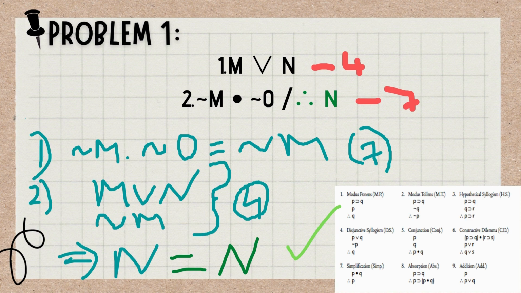So applying simplification in the second premise and disjunctive syllogism on the first premise and the value of the second premise, we get the conclusion N, which is equal to the right hand side. That proves this argument is a valid argument. I hope you understand. Practice more of these problems so you will understand how to prove this validity step by step.